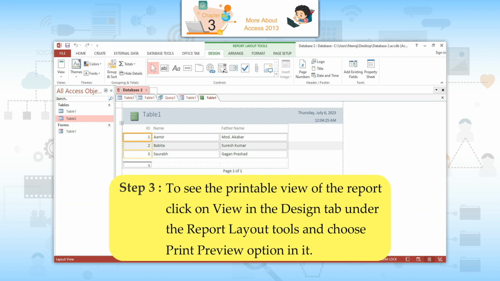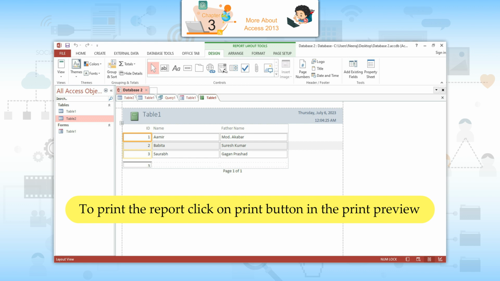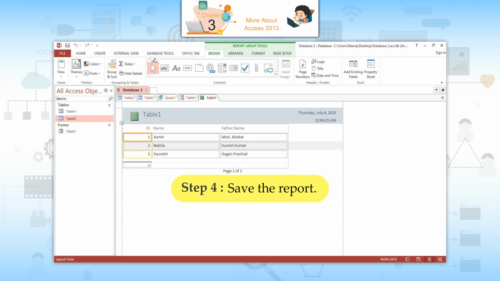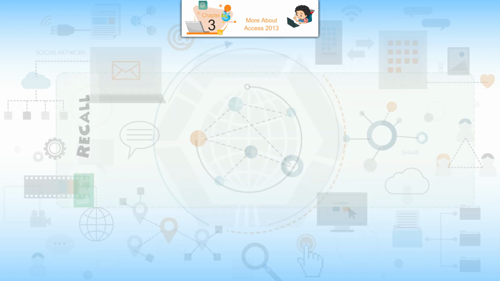Step 3. To see the printable view of the report, click on View in the Design tab under the Report Layout Tools and choose the Print Preview option in it. To print the report, click on the Print button in the Print Preview tab. Step 4. Save the report.